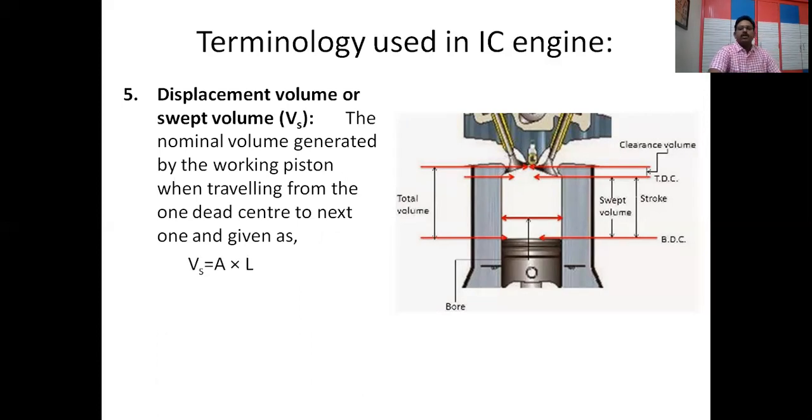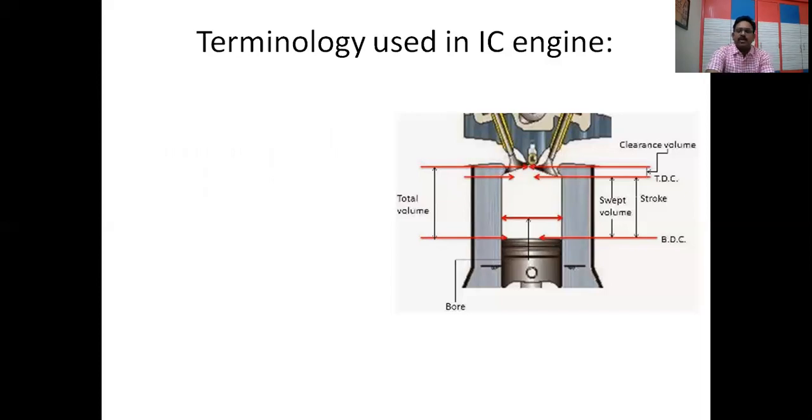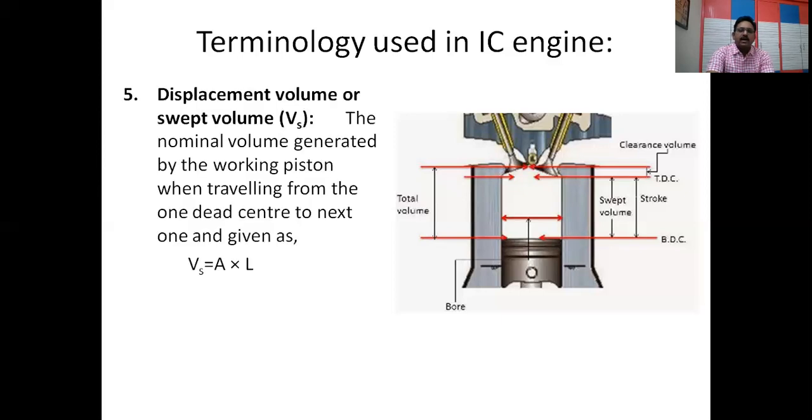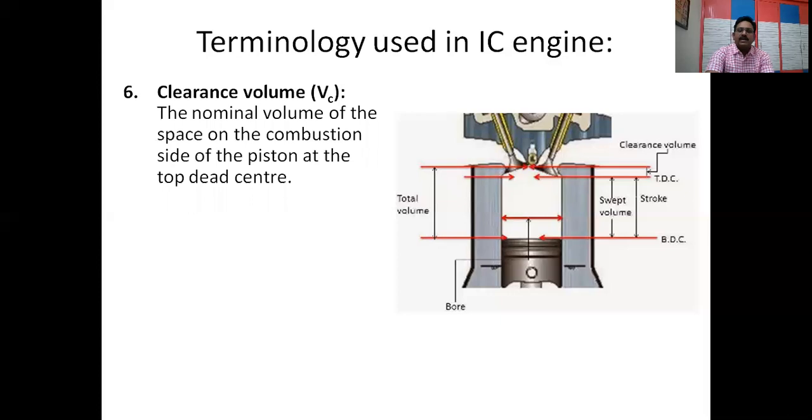So swept volume, the formula is given as Vs equals area into length. That is the cross-sectional area of the piston and the length of the stroke L. Because it's a cylinder, A into L gives us the volume. So A into L is the swept volume, or we will call it the displacement volume. And one more is the clearance volume.